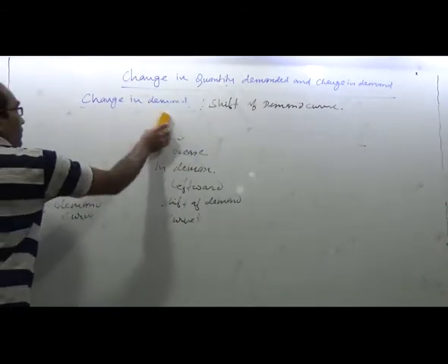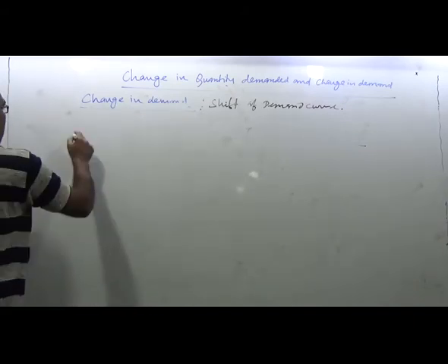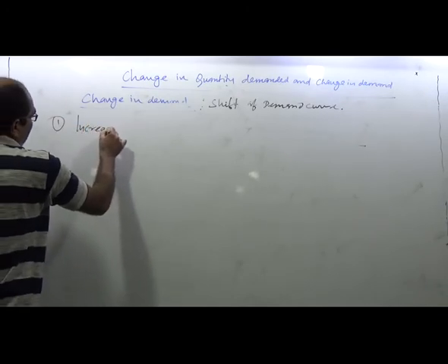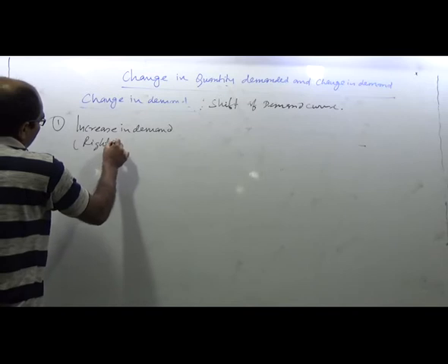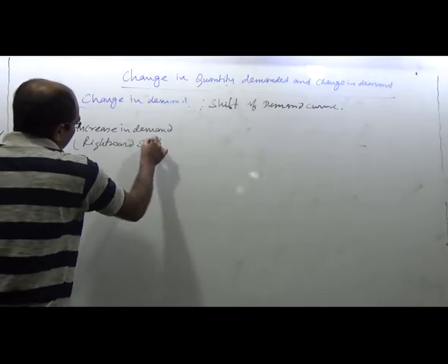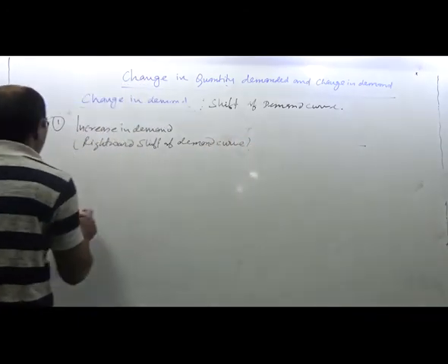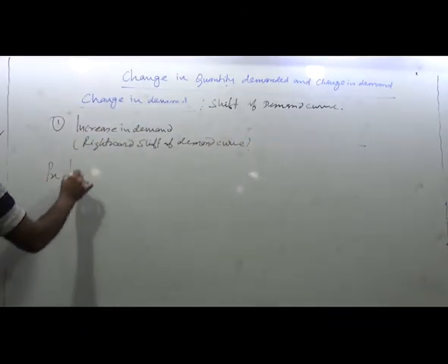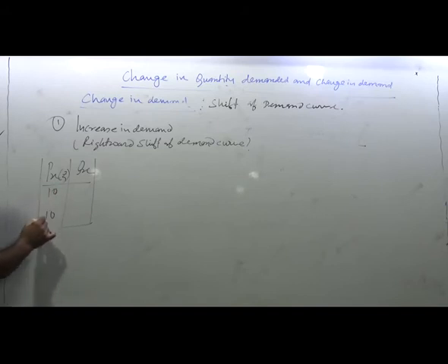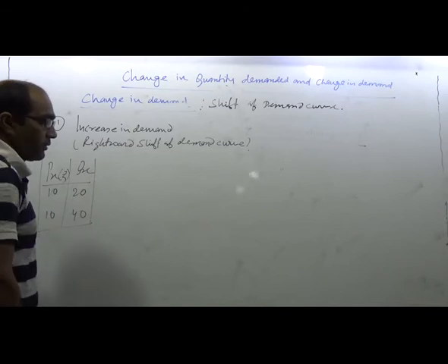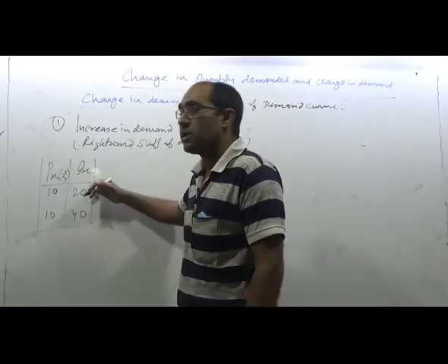Increase in demand or a rightward shift of demand curve. The schedule: price of X and quantity of X. Price of X in rupees is rupee 10 and rupee 10. Quantity demanded 20 and 40. Price of X is given and unchanged, but quantity changes.